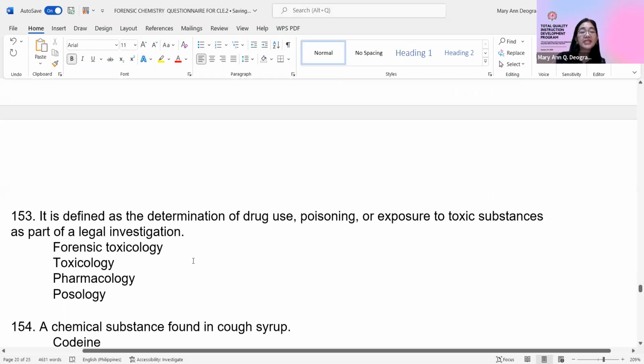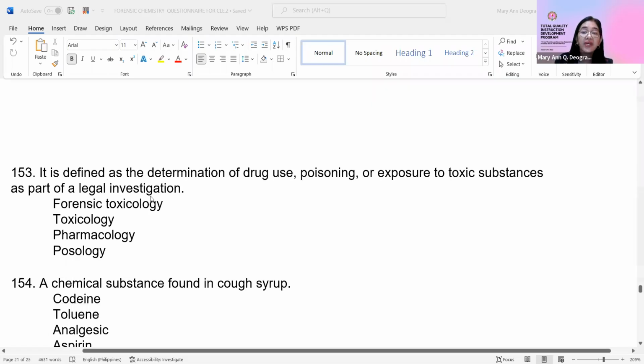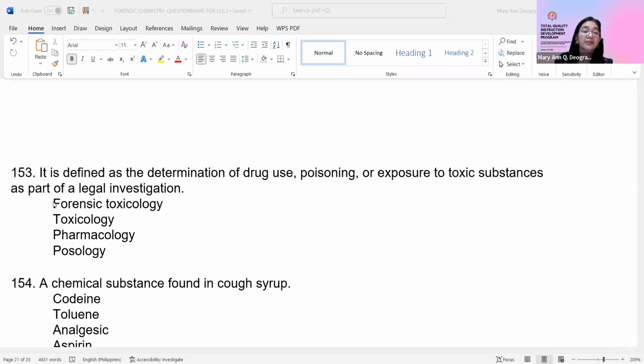All right. It is defined as the determination of drug use, poisoning, or exposure to toxic substances as part of legal investigation. Is it letter A or letter B? Okay, pag nasama na ang legal, so it's already forensic, no? So pag may kasama na siyang legal, it's already forensic. Pagka study of poison, ganun lang, it's toxicology in general.